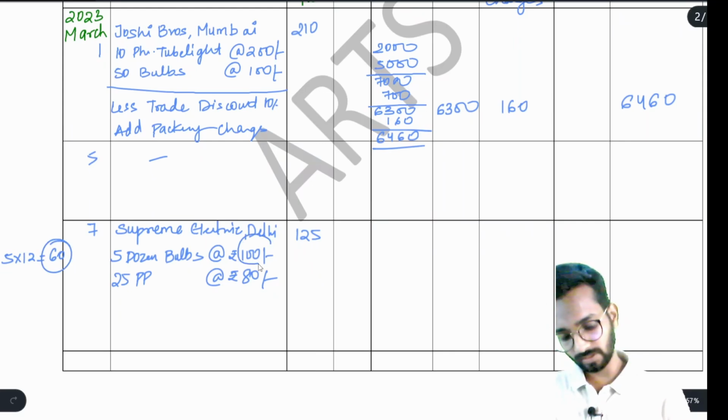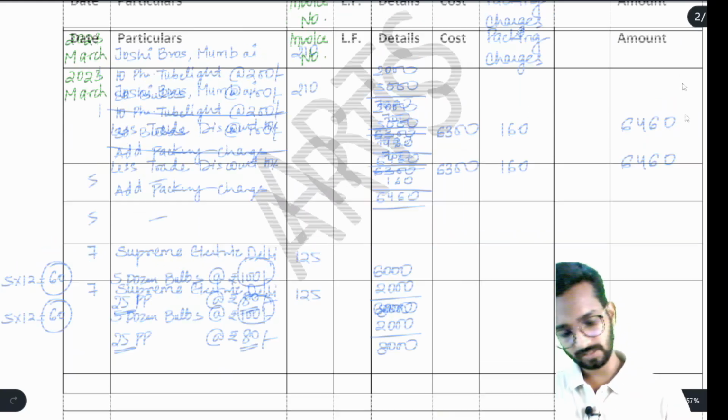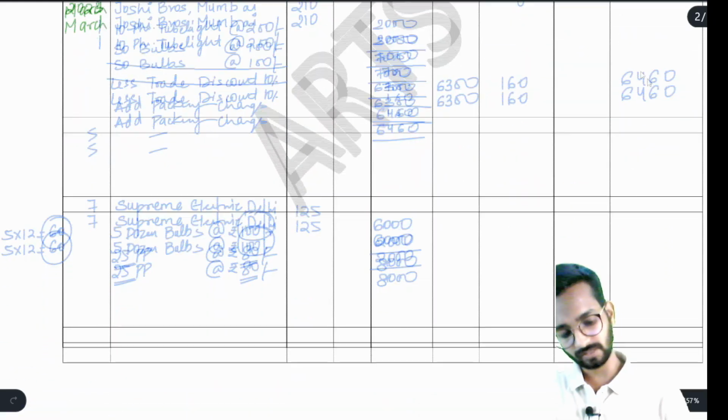60 pieces into 100 rupees, it means 6,000 rupees. 25 power plugs for 80 rupees each, it means I can say 2,000 rupees. The total purchase is for 8,000. Is there any trade discount? Trade discount is 10% and freight charges are 75.